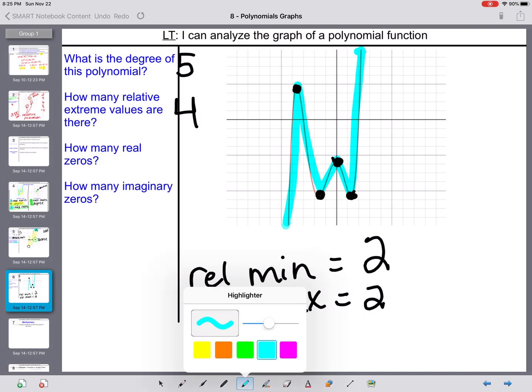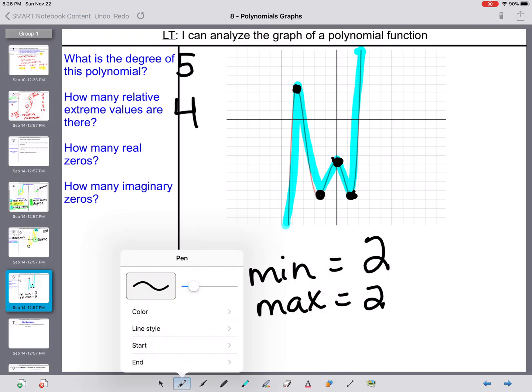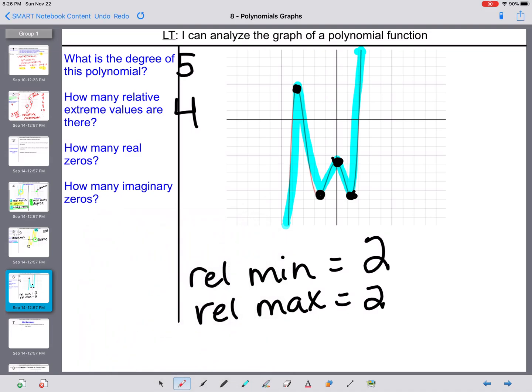How many real zeros do we have? Let me highlight that in a different color. Real zeros would be 1, 2, and 3. So that leaves us with no bouncing, so there's no double root. However, we should have had 5, so that means the other 2 have to be imaginary, right? So 3 plus 2 equals 5.